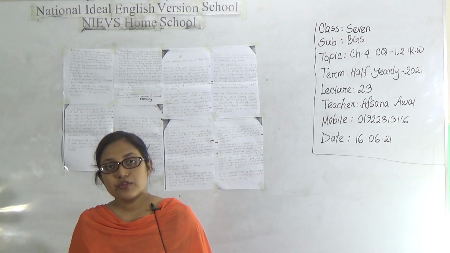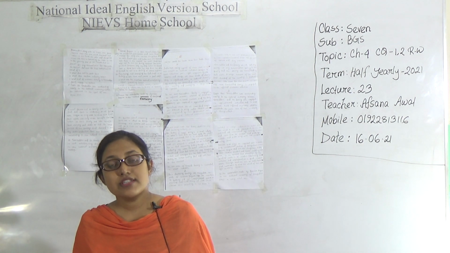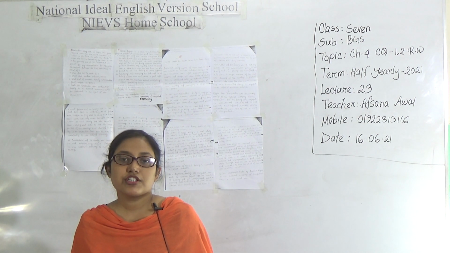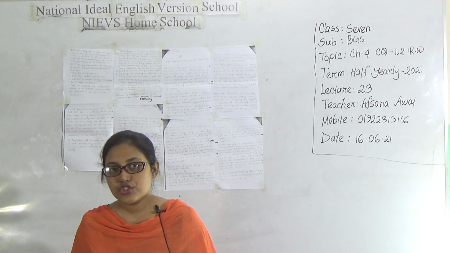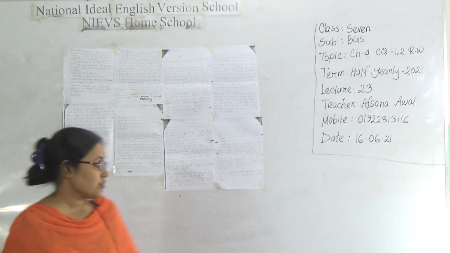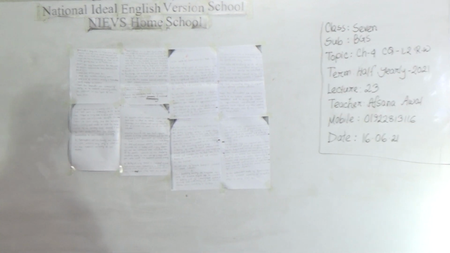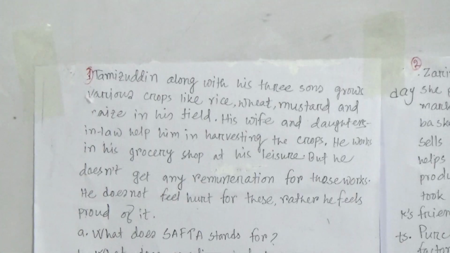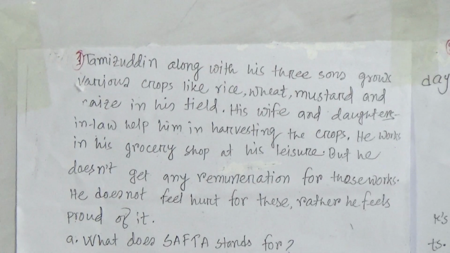Today I will take your BGS class and our today's topic is chapter 4, creative question number 1 and 2. So let's start our class. Students, look at the board. At first we will read the question and then we will read the answer.